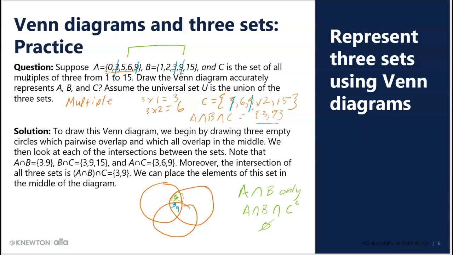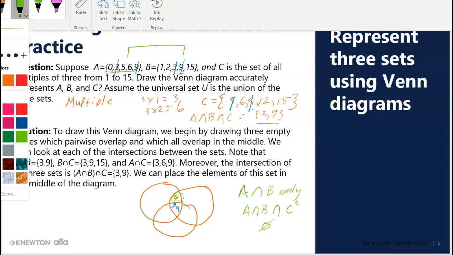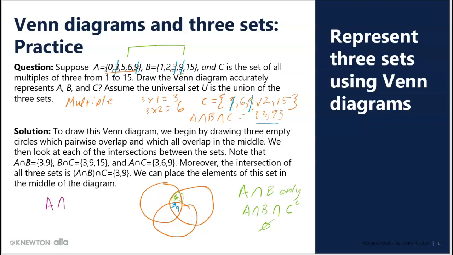Okay? Now I look for, let me change color again, I think it helps when you're looking at this as a student, or maybe I'm just being silly, who knows. What about A intersect C? Now I want all the things that are in A and C, but not in B. So this means not in B.